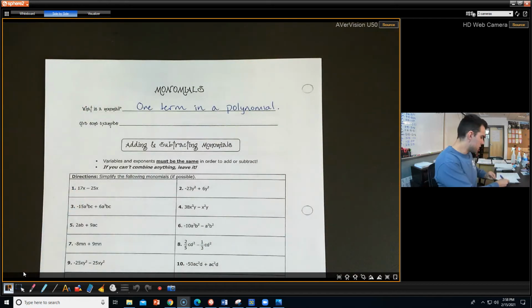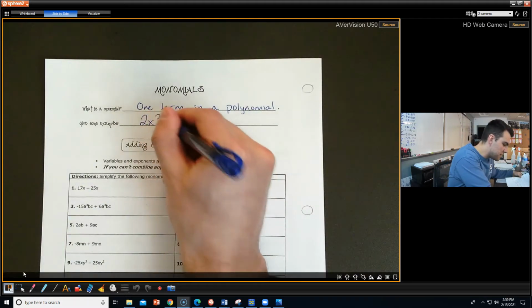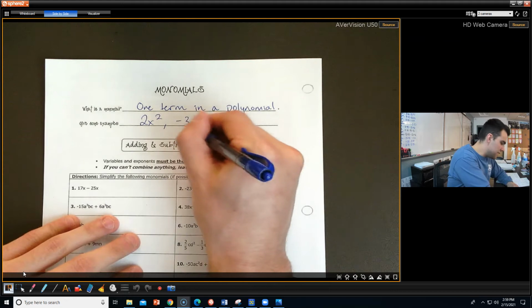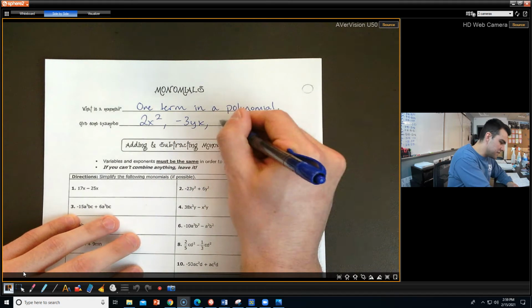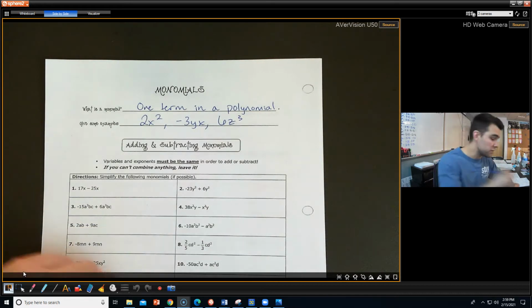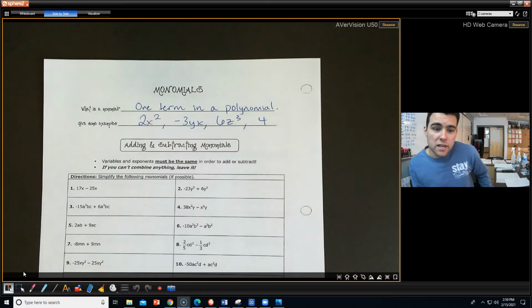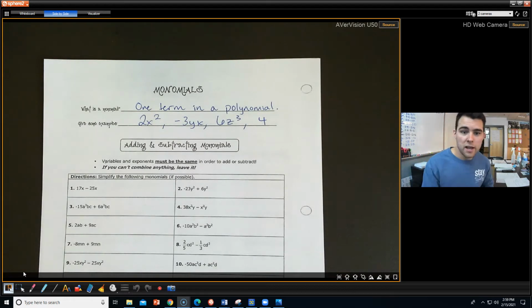You kind of saw a couple right here. Those would be these terms right here. Here's a monomial, 2x squared. We also have negative 3yx. We have 6z cubed. Those are all examples of monomials. In fact, I'll even give one more. Just 4, just a number. A number is considered a monomial.